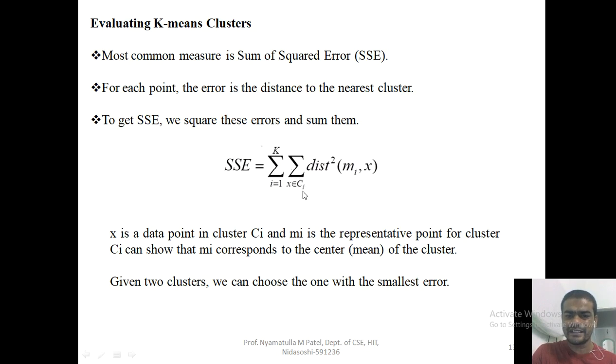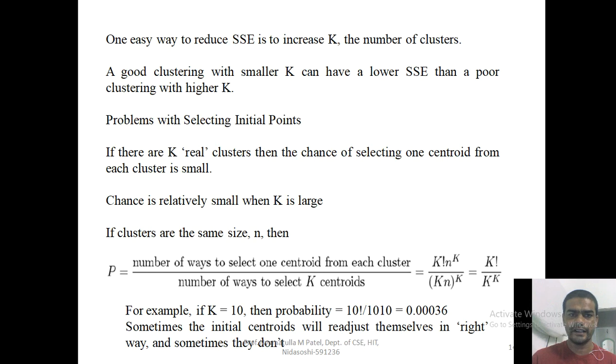Take any one cluster C of i. x is a data point in the cluster C of i. And what is m of i? m of i is the representative point of the cluster C of i, and we can show that m i corresponds to the center or mean of the cluster. So, m i is nothing but the mean of the cluster. Given two clusters, we can choose the one with the smallest error. So, when you take one object and measure it against two different clusters, you select the cluster with the smallest error.